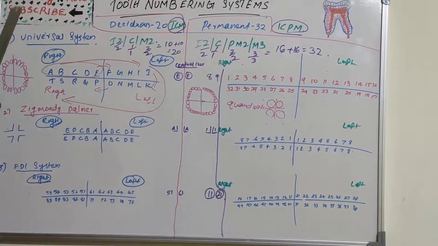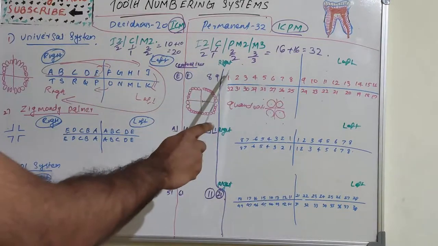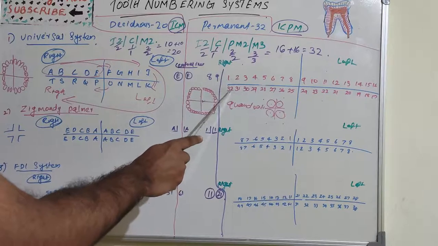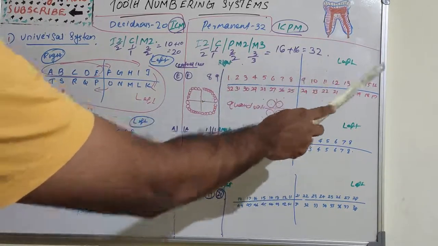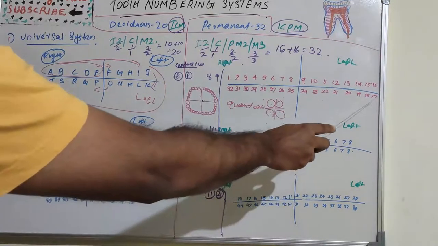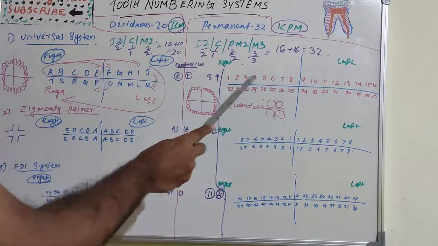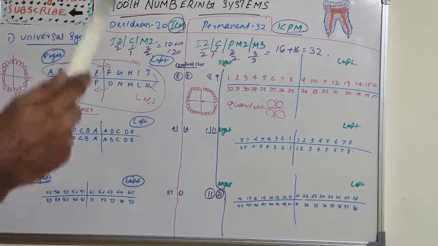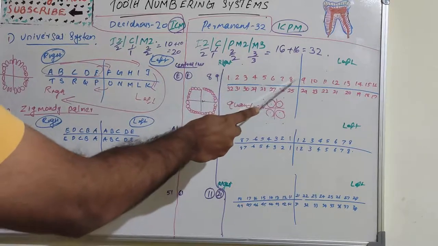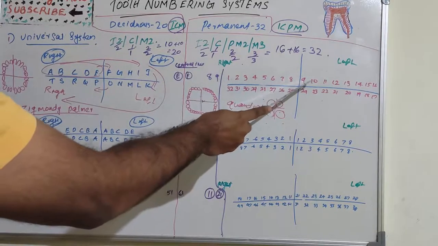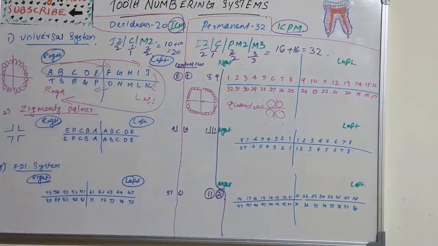So let's see the universal system in permanent dentition. It uses numbers. It starts from 1 and ends at 32. So 1 to 8 is the upper right quadrant, 9 to 16 is the upper left quadrant, 17 to 24 is the lower left quadrant, and 25 to 32 is the lower right quadrant. So 1 is the upper right third molar, 8 is the upper right central incisor, 9 is the upper left central incisor, and 16 is the upper left third molar.